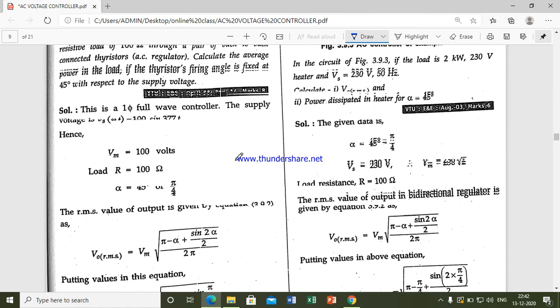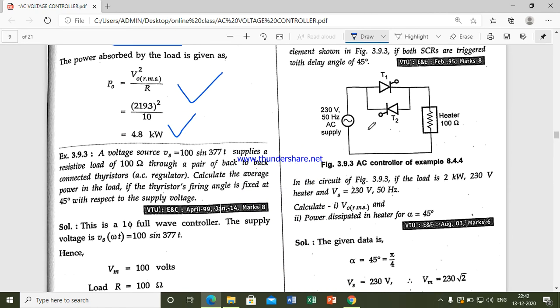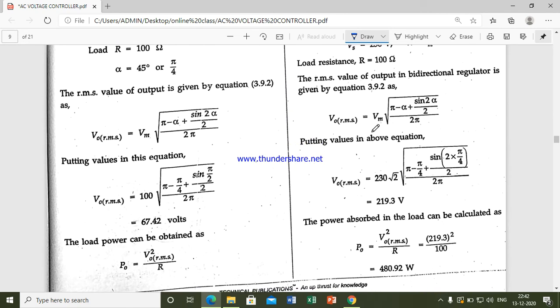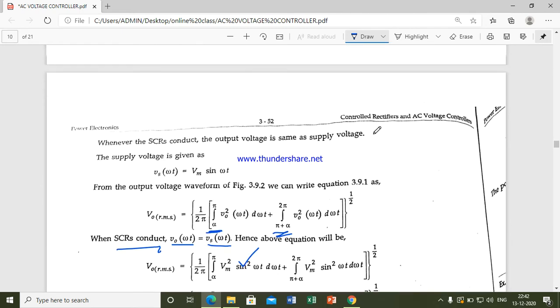Similarly, you can solve another problem. Like this, they have solved n number of problems in this section. You can go with this.